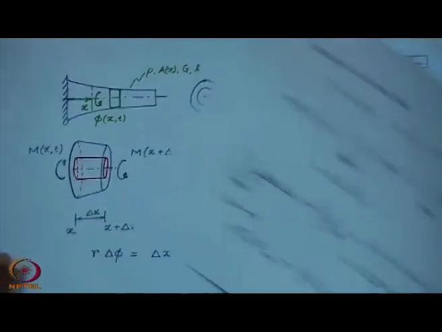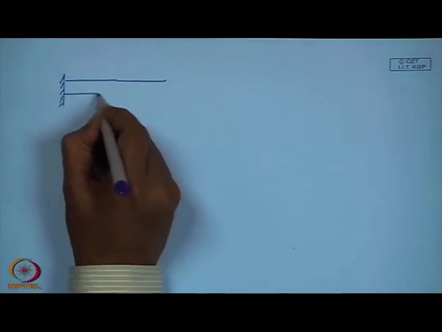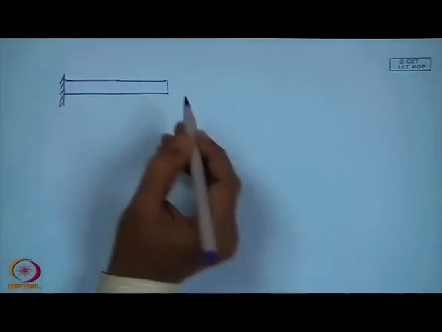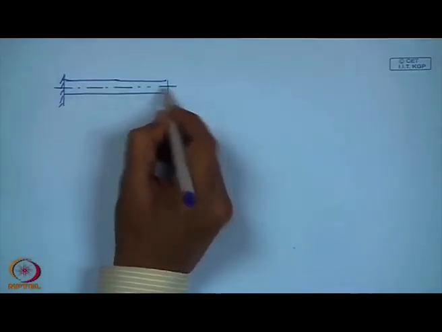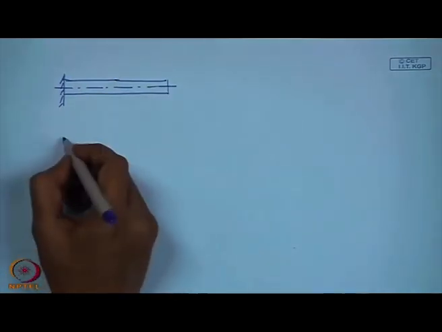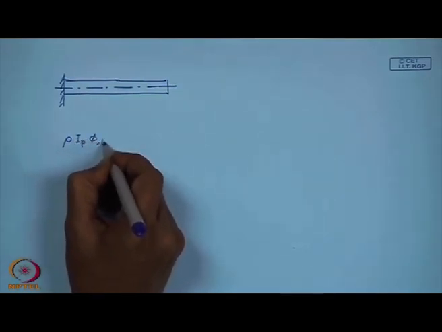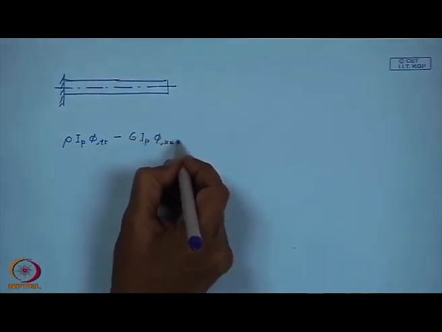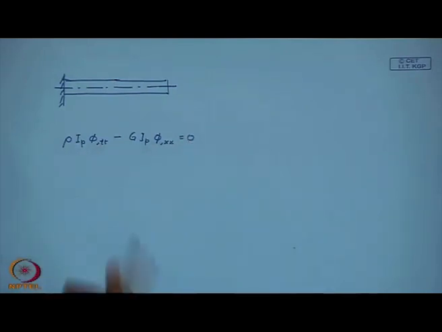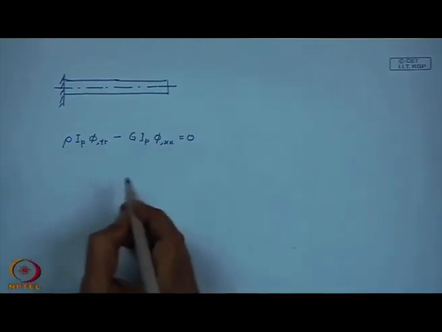Now, let us look at some examples. If you have say a uniform bar, then the equation of motion once again simplifies to rho I p phi t t minus G I p phi x x equal to 0.